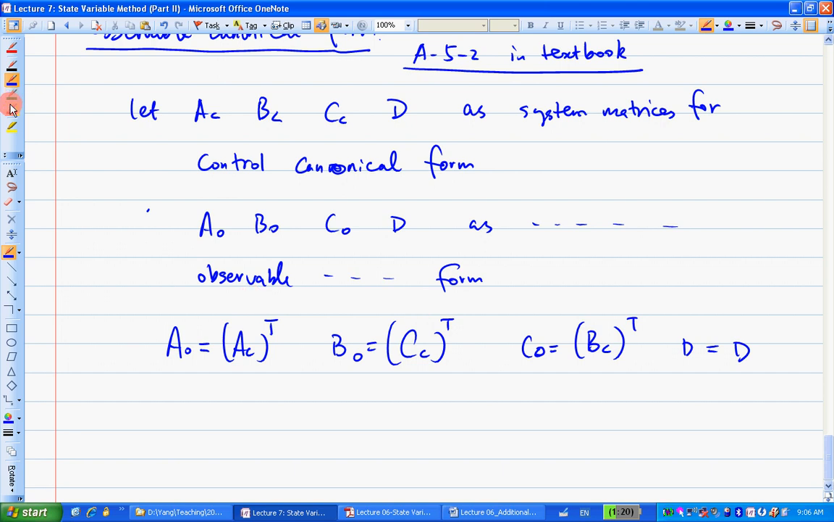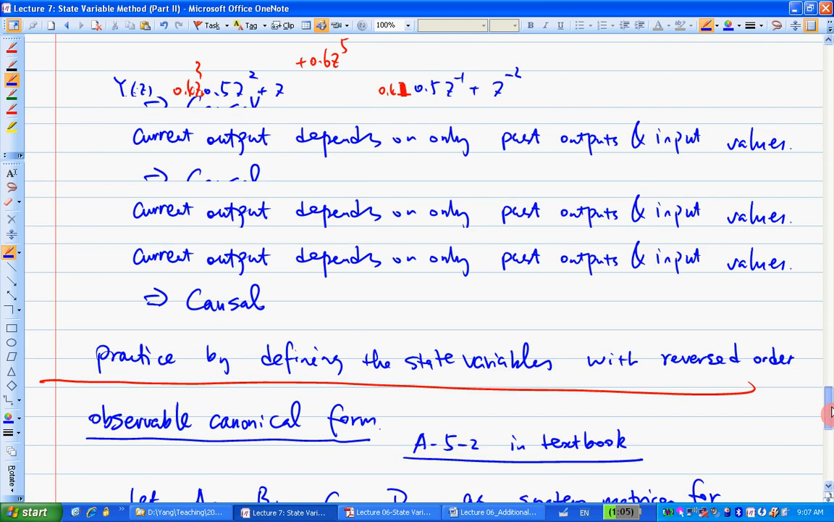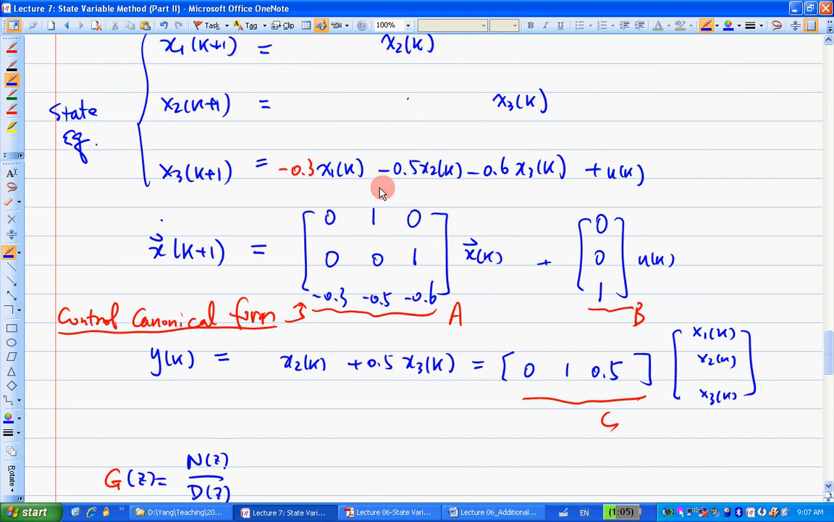Then what you can do is simply write down, by using this relationship here, what is the transpose of AC? So transpose of AC is 0, 1, 0 here, 0, 0, 1 here, and -3 here, -0.5 here, -0.6 here. If I go back here, was that right? So the transpose of this, 1 comes here, 1 comes here, those come to here. That's this AO here.